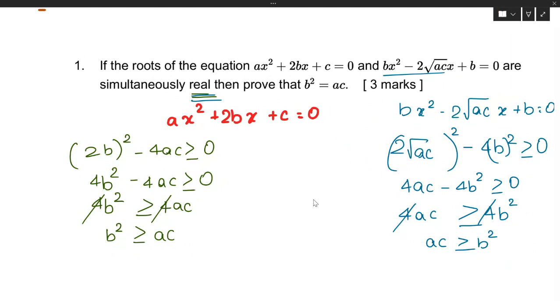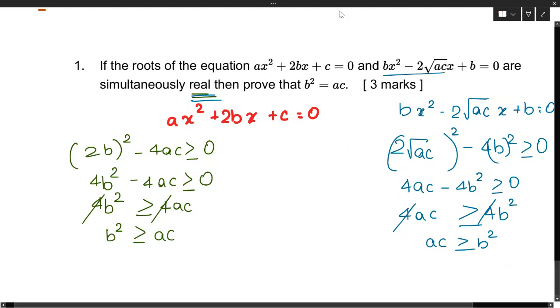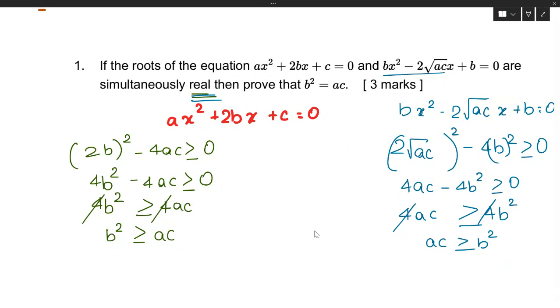So we got two equations here. If we compare the results of both the equations, wherein b square is greater than and equal to ac, and ac is greater than or equal to b square.